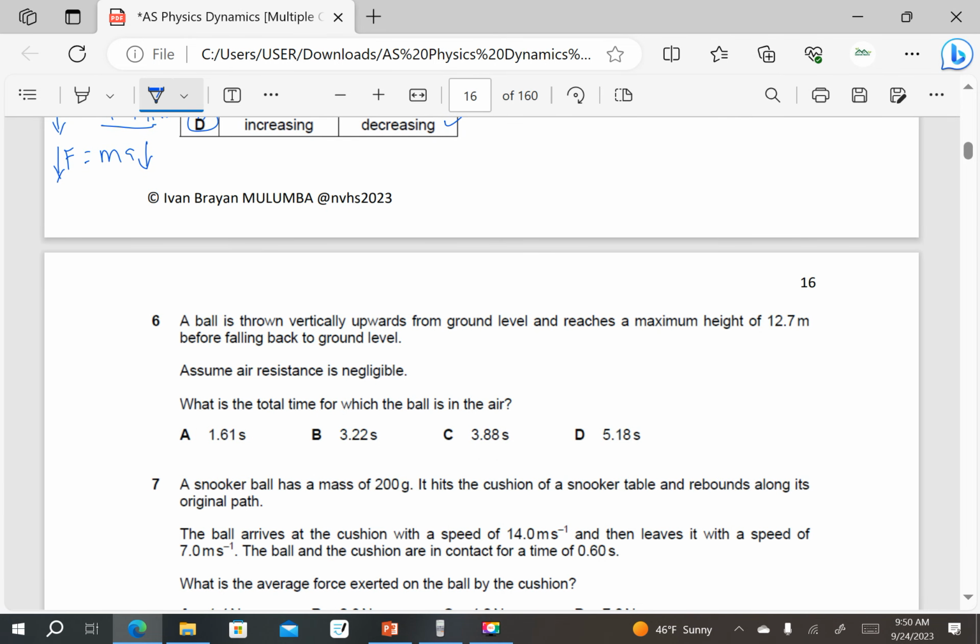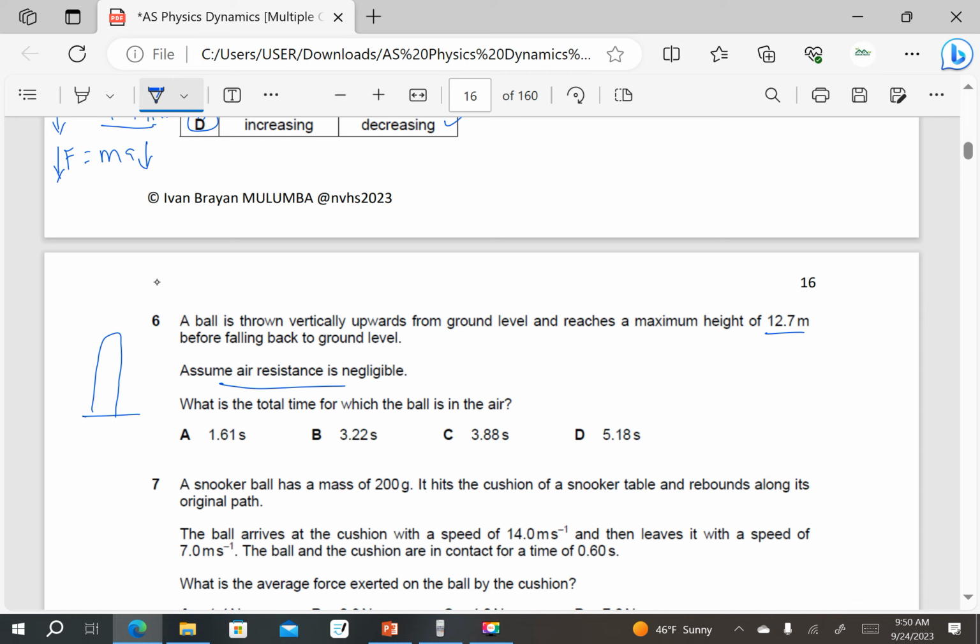The ball is thrown vertically upwards from the ground and reaches a maximum height of 12.7 meters before falling back to the ground. So it goes upwards before falling back to the ground. Air resistance is negligible, that means the equations of motion can apply. What is the total time for which the ball is in the air? Total time in the air.